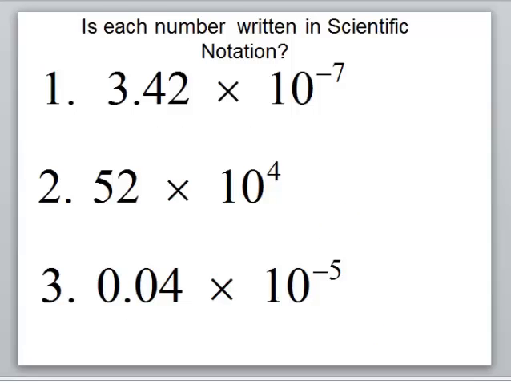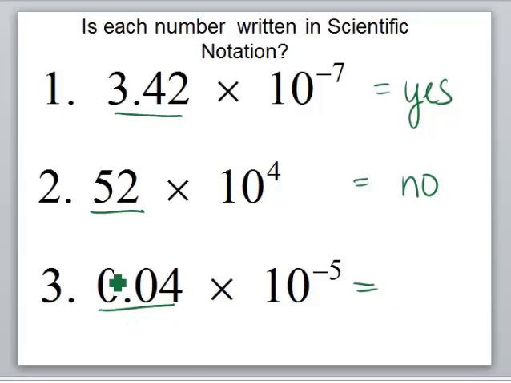Here are some numbers, and let's decide whether or not these are written in scientific notation. So we're going to check out this first number. Does it fall between 1 and 10? And it does. And it does have something written times 10 to a power, so this is a yes. The second one, does this number 52 fall between 1 and 10? No, so this is not scientific notation. And this last one, does this number fall between 1 and 10? The answer is no, so it is not scientific notation either.